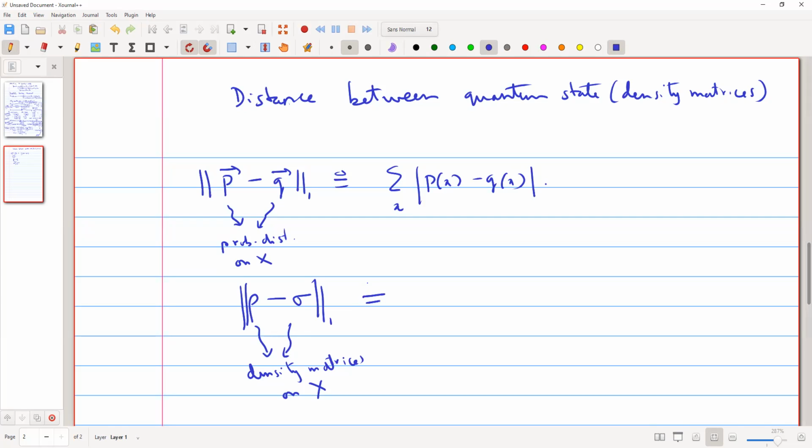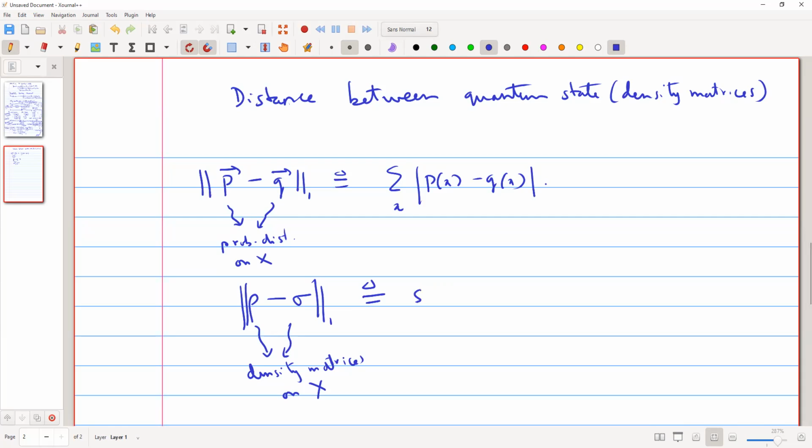So I have to define it properly. So let us see. So rho minus sigma is a matrix. It's a mod X by mod X matrix, mod X being the dimension of the Hilbert space X. So let's just define it that way, and then we look at alternative characterizations.